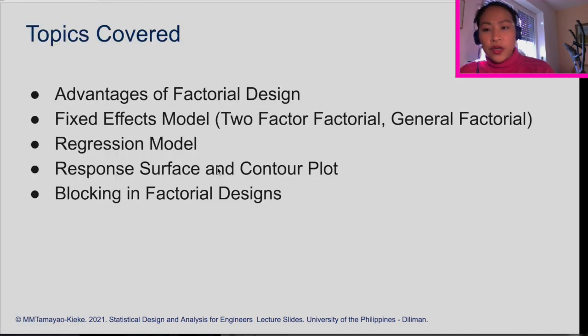So that's it for this lecture. So far, we have covered the following topics. First, we talked about the advantages of factorial design. And then we talked about the fixed effects model for the two-factor factorial, for general factorial, as well as those where we need blocking. We also talked about the regression model briefly, as well as response surface and contour plots, and of course, blocking in factorial designs.